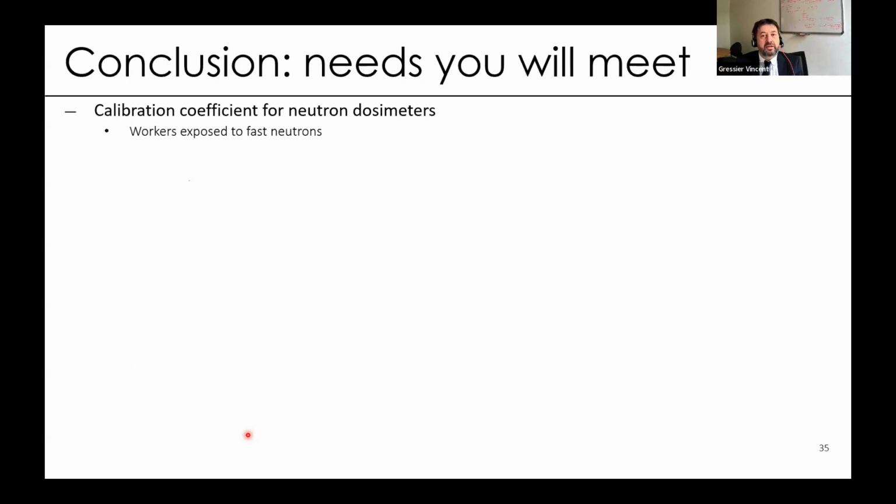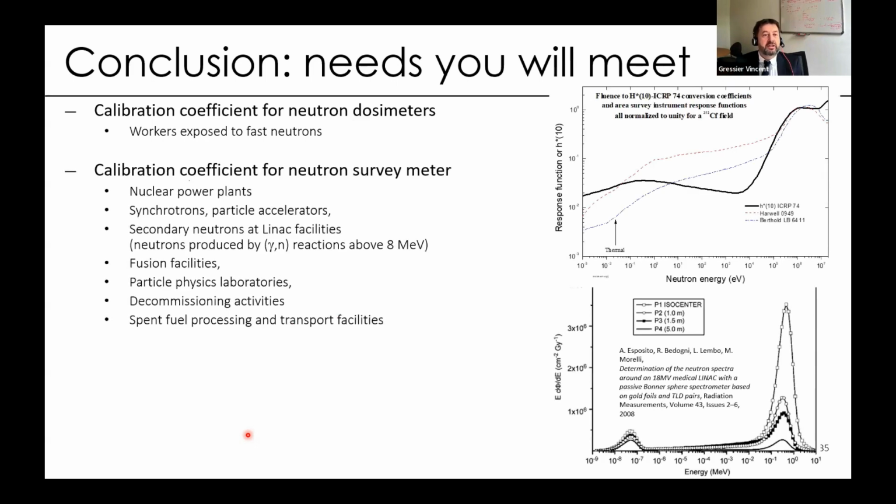Okay, it is a lot of effort, but with that, you can also calibrate and provide calibration coefficients for neutron dosimeters, and then cover the needs of almost all the workers exposed to fast neutrons. You can also provide a calibration coefficient for neutron survey meters.